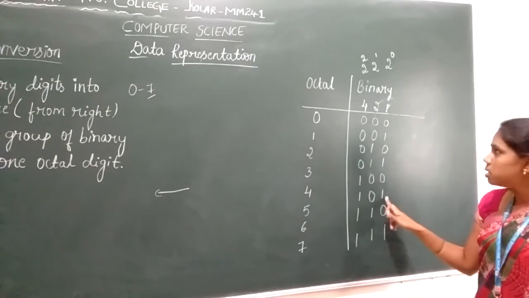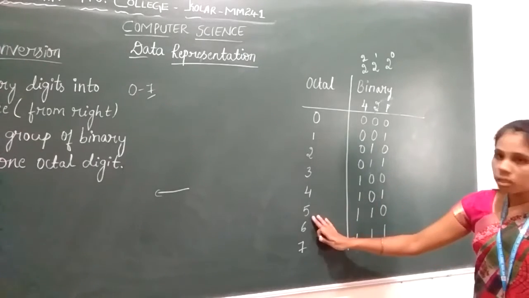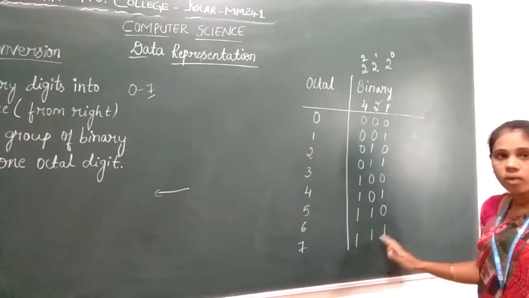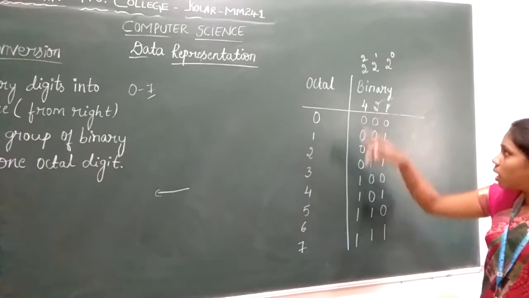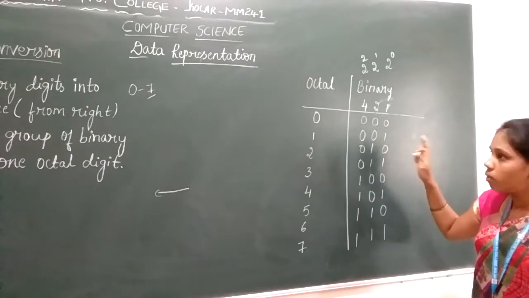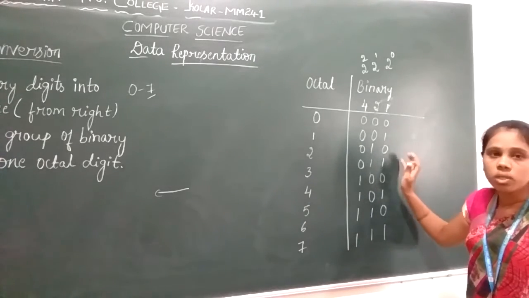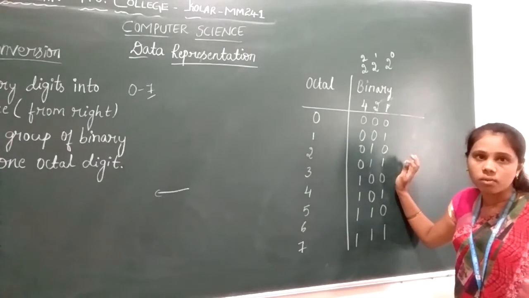5 is 1 0 1, the binary value for octal 5, and for 6 it is 1 1 0, for 7 it is 1 1 1. So this is the table you need to remember while converting binary to octal digits. We will see different problems based on these conversions.